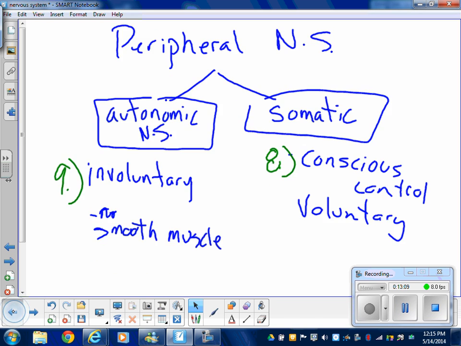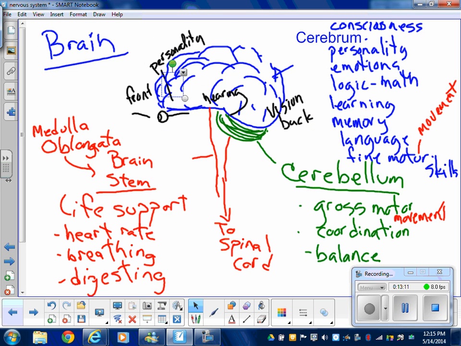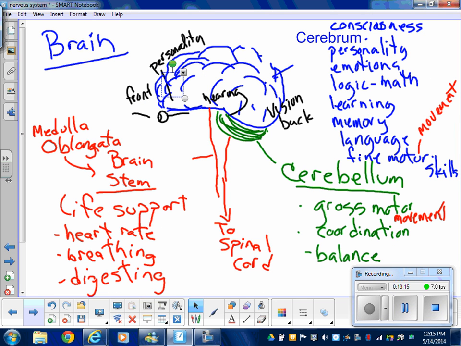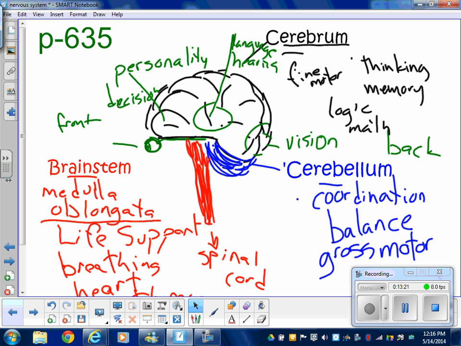So, it's my other brain picture. Make sure we got everything. I think we got everything. Okay, so know the parts of the brain and what they do, because you will see that again.